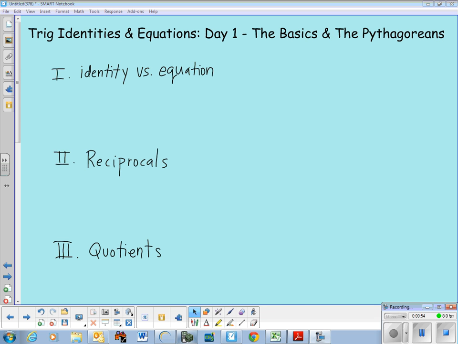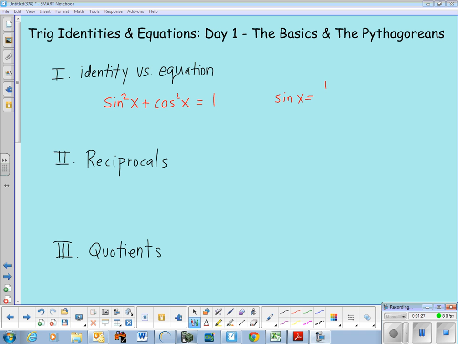One of the identities that we're getting ready to learn, one of the Pythagorean, is that sine squared of x plus cosine squared of x equals 1. This is called an identity. This is true no matter what we plug in for x. The left and the right are the same. They are the exact same thing. They are equivalent.